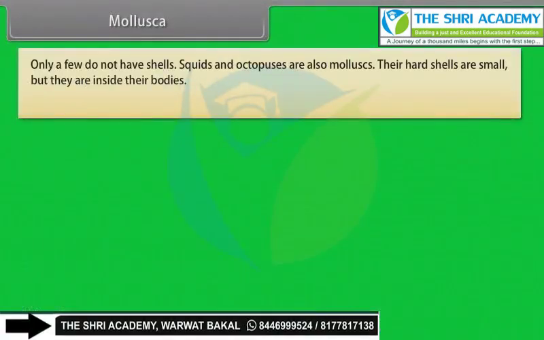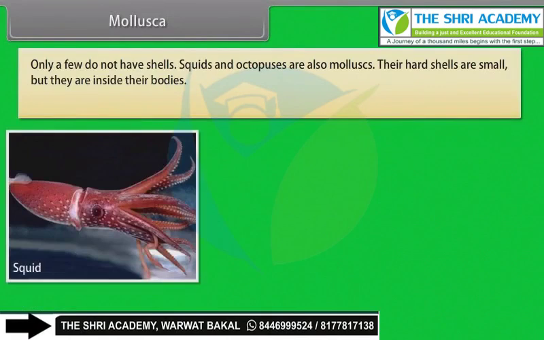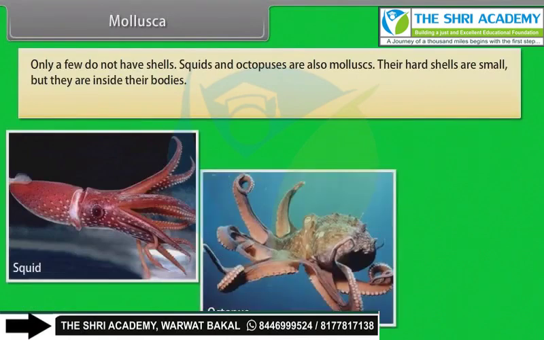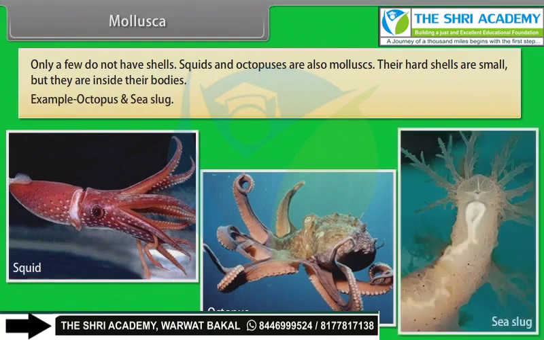Only a few do not have shells. Squids and octopuses are also mollusks. Their hard shells are small, but they are inside their bodies. Example: octopus and sea slug.